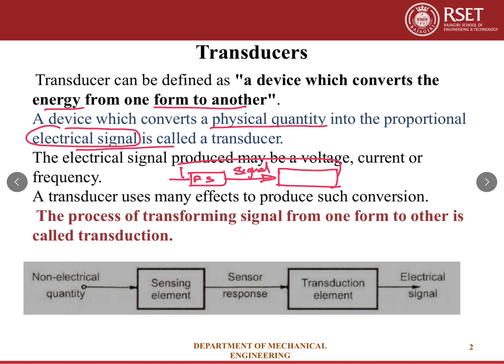The process of transforming a signal from one form to another is called transduction. Here in the block diagram we can see a non-electrical quantity. This is the primary physical quantity, and it is sensed by a sensing element, and the response of the sensor is sent to a transduction element. This transduction element converts the output of the sensor to an electrical signal. So this is the process of transduction, or what happens in a transducer.